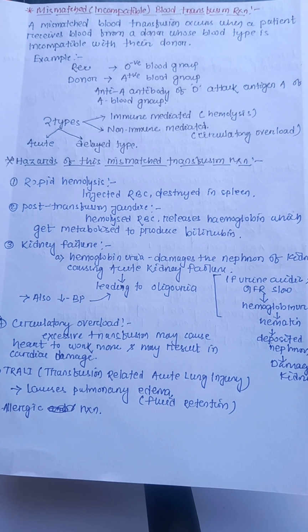Okay, then the concept is TRALI. TRALI is nothing but transfusion related acute lung injury, where there will be edema of the lungs. Pulmonary edema, fluid retention will be there, and allergic reactions. Also, one new thing I haven't written here is transmission of some diseases like hepatitis B and AIDS. This can be possible by blood transfusion. Okay, so be cautious about this.